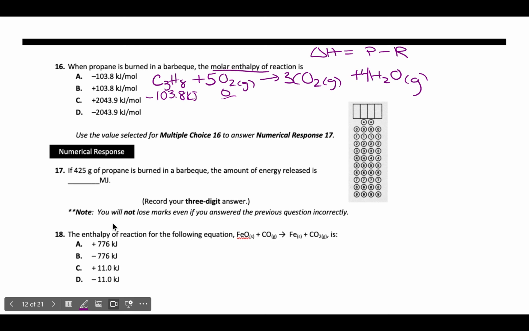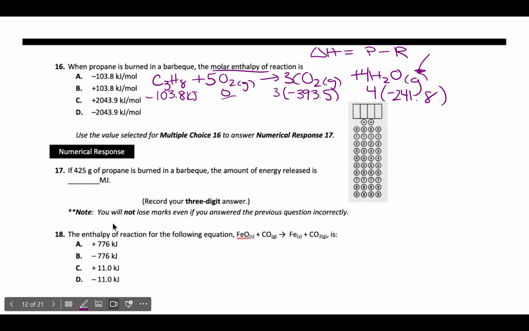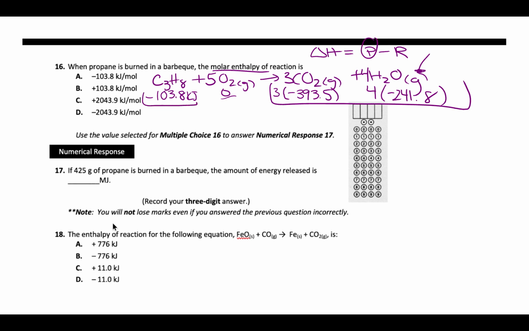O2 wouldn't be on there because it's an element by itself, so we just want to remember that's 0. We'll have 3 carbon dioxide molecules, each with an enthalpy of formation, and 4 water molecules as a gas. So when you're looking at water, just be careful because you do also have liquid water present. So just make sure you're picking the right one. Once you're at this point, get the sum of the products and then the sum of the reactants and take the difference. And you should see here your answer is D.